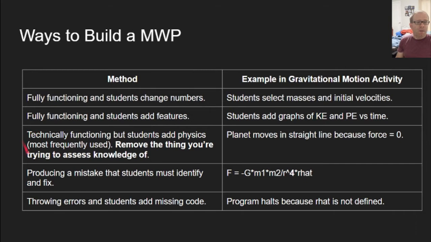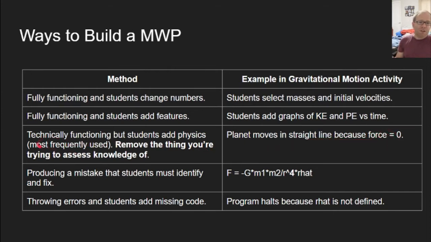Another step down, you can give them technically functioning code, meaning it doesn't produce any syntax errors, but the students need to add the physics, right? So this is something like the planet initially moves in a straight line and doesn't deflect due to gravity because you've set the force initially equal to 0.